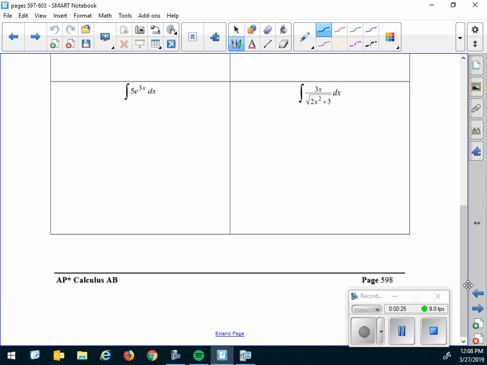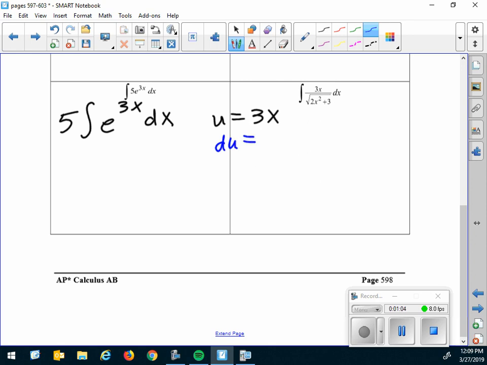Now, is this a composition? Do you see a function inside a function anywhere? Yeah, there is. 3x is the exponent of e to the power. What can I do with that 5? I'm going to pull that out. So I'm going to rewrite this as 5 times the integral of e to the 3x dx. Now I'm going to let u equal 3x. What's du? 3dx.